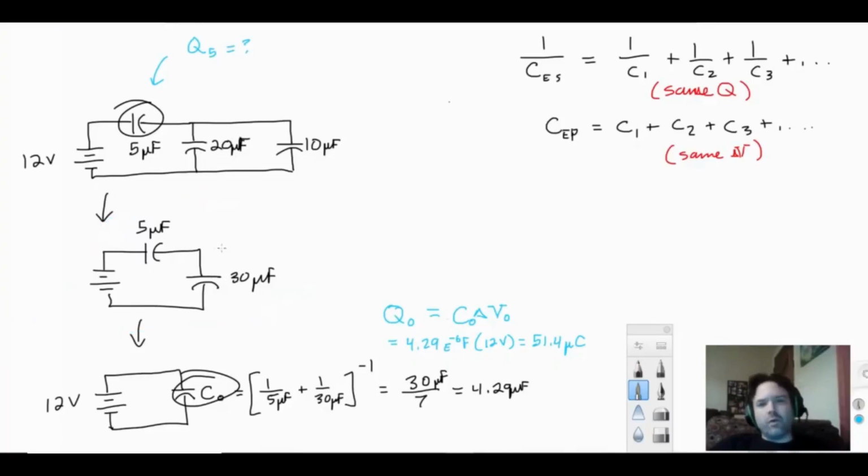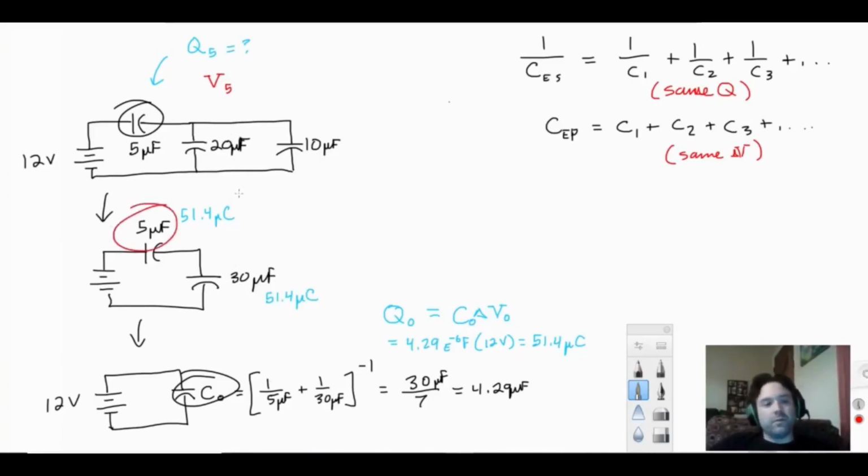And what do we know about that? We know that the charge on this one and the charge on this one are equal. And in fact, if the charge on this plate is equal to the opposite of the charge on this plate, then that's the same as the charge on this plate and the charge on this plate. So in fact, we know that this contains a charge of 51.4 microcoulombs, and this contains a charge of 51.4 microcoulombs.